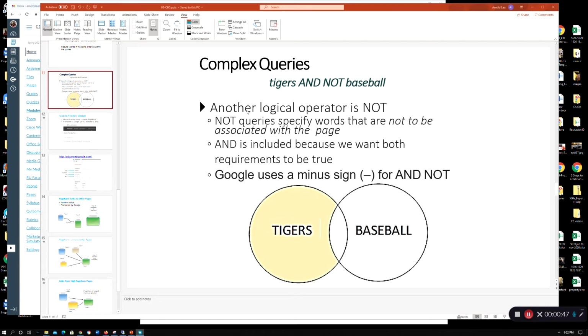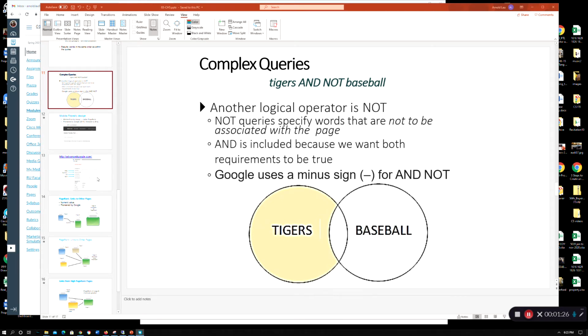Okay, so this is a not. Remember the earlier logic operators were and, or. So this is another logic operator called not. Not queries tell you what's not going to be on the page, and you want to filter those out. Like I said before, and is when you want both of them to be true, so that's the intersection. In Google, use the minus sign for and not.